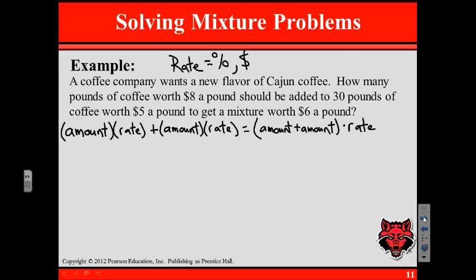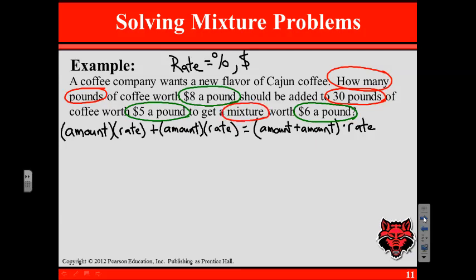So let's go through the problem, and I'm going to circle the amounts in red and circle the rates in green. So the first amount is actually unknown. How many pounds? So the first amount is a variable. It's an unknown quantity. It says that is worth $8 a pound. Should be added to 30 pounds worth $5 a pound to get a mixture worth $6 a pound. Let's go ahead and circle the word mixture as well, because that's important for the last amount.